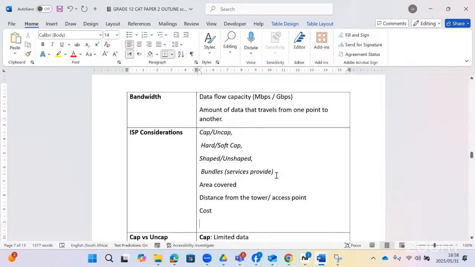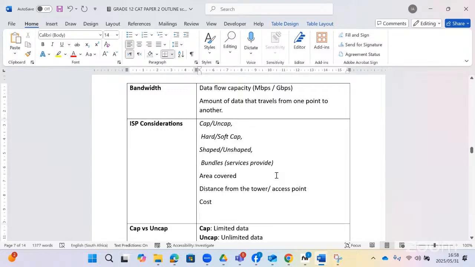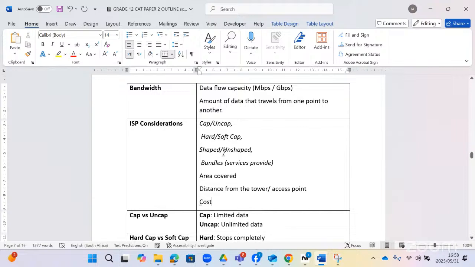You must consider the cost and then the services that they provide. Right. So all these are some of the factors that you must consider, whether they are in your area, the distances, and then the cost, and then the services that they provide. These are the factors you must consider when you choose an ISP. So ISPs give you service at a monthly fee, like Vodacom, like MWeb, like MTN, and the rest.